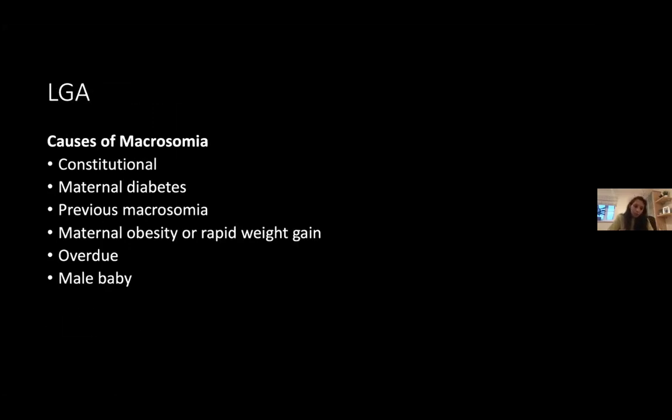So if we do the crown rump length to see the size of the baby, it can be large for the gestational age, and some of the causes of this can be maternal diabetes, which we'll get onto in a little bit. It can be because of maternal obesity or rapid weight gain. The baby can be overdue, and also a male baby can be large for the gestational age.